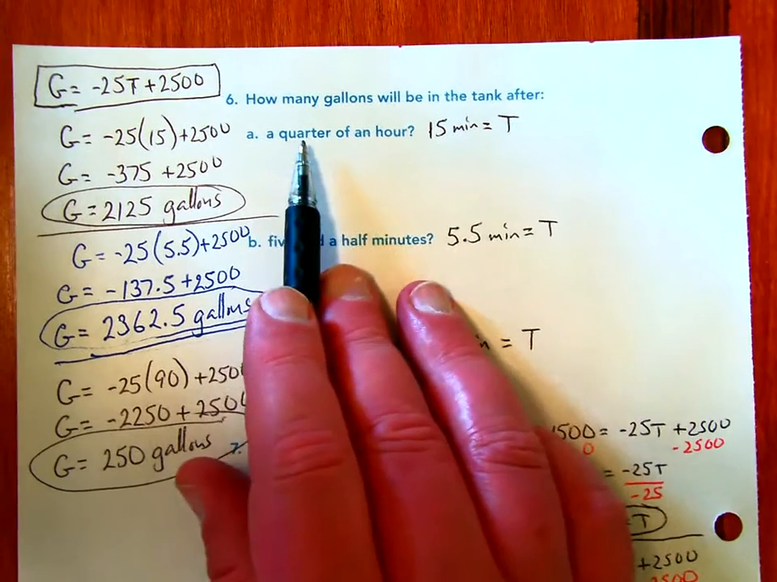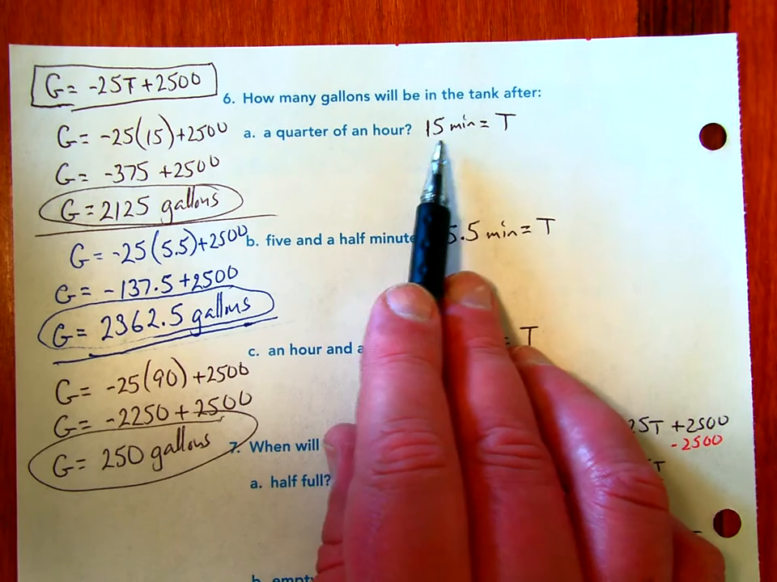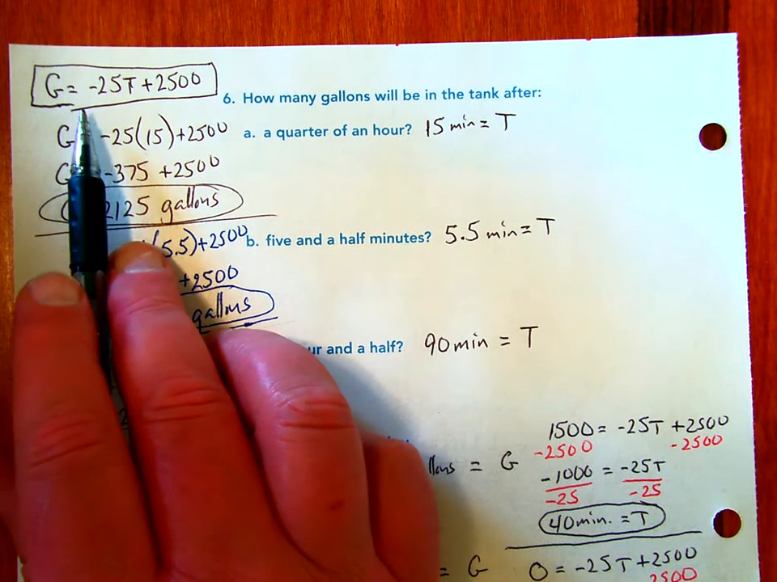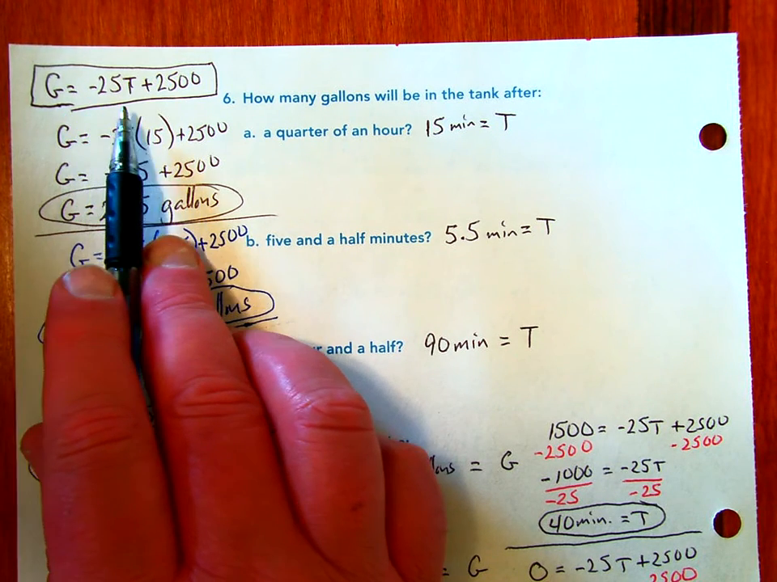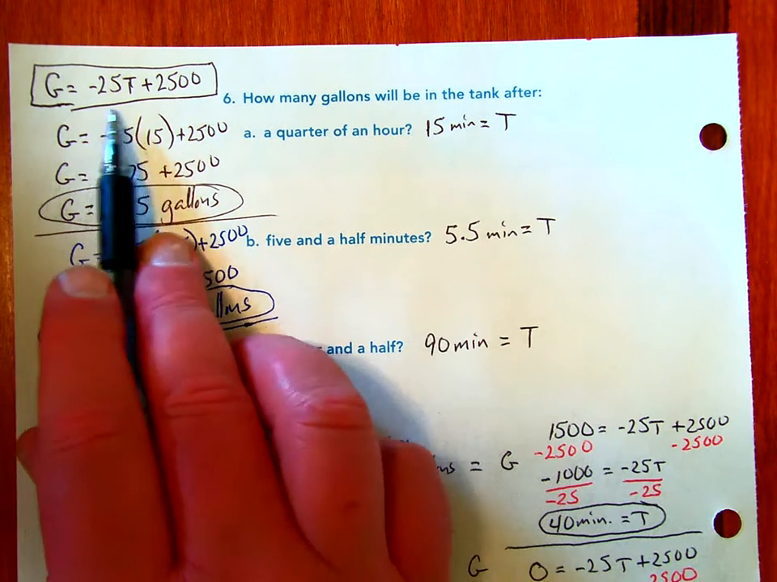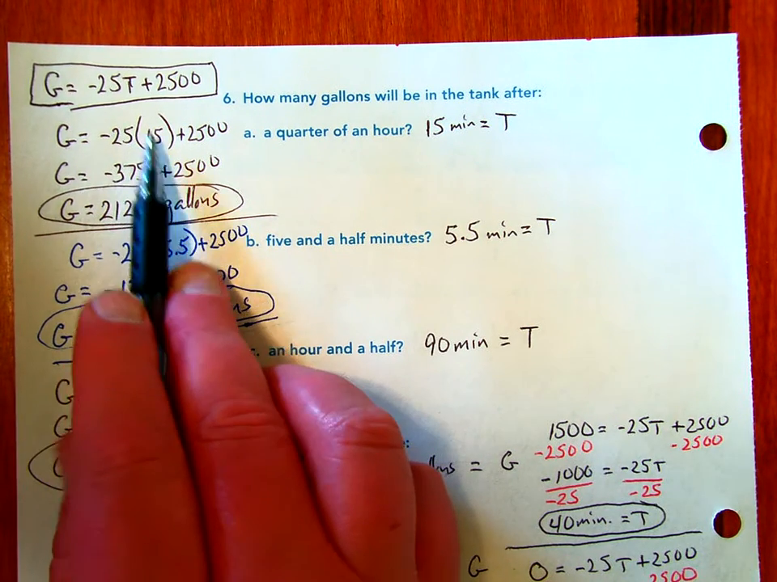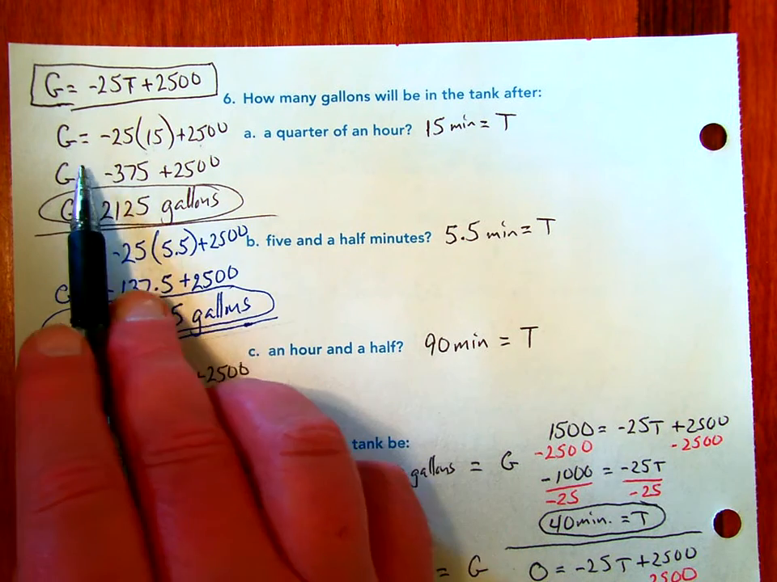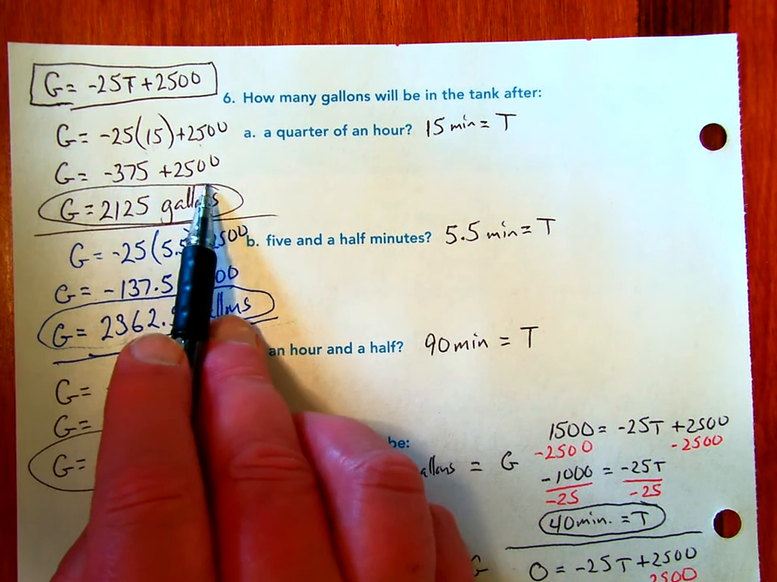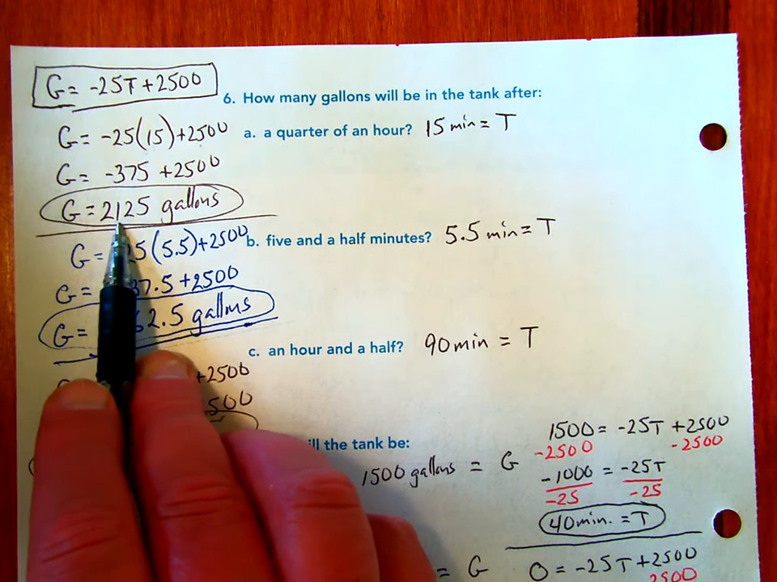How many gallons will be left in the tank in a quarter of an hour? Again, a quarter of an hour means the time is 15 minutes. And so I'm using this equation over and over again. Gallons equals negative 25t plus 2,500. And I'm substituting 15 for this t. Gallons equals negative 25 times 15, because it's times that t, plus 2,500. I multiply those two. Gallons is negative 375 plus 2,500. Combine: gallons left is 2,125.